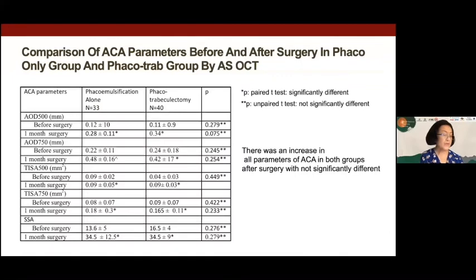The following table compares the anterior chamber parameters assessed by anterior segment OCT, including the values of AOD, TISA, and SSA. The values presented are a comparison before surgery and 1 month after surgery in the two groups. We found an increase in all anterior chamber angle parameters after surgery compared to the pre-op condition in both groups. However, the result between the two groups is not significantly different.